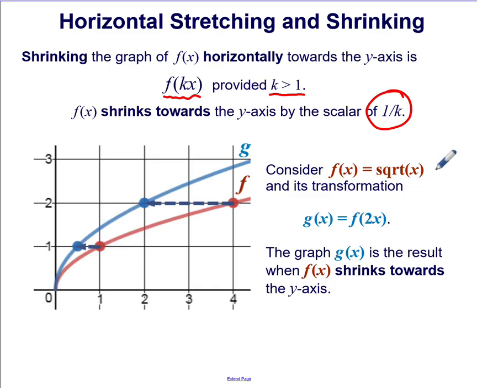Let's consider f of x is equal to the square root of x, and its transformation, g of x, is equal to f of 2x. The graph of g of x is the result when f of x shrinks towards the y-axis. So here we have our original graph, the square root of x, f, and when we perform the transformation f of 2x, notice that the graph shrinks towards the y-axis. Also notice that the x values get cut in half. Here the x value is 4, half of that is 2. That's the corresponding x value on the transformed graph.